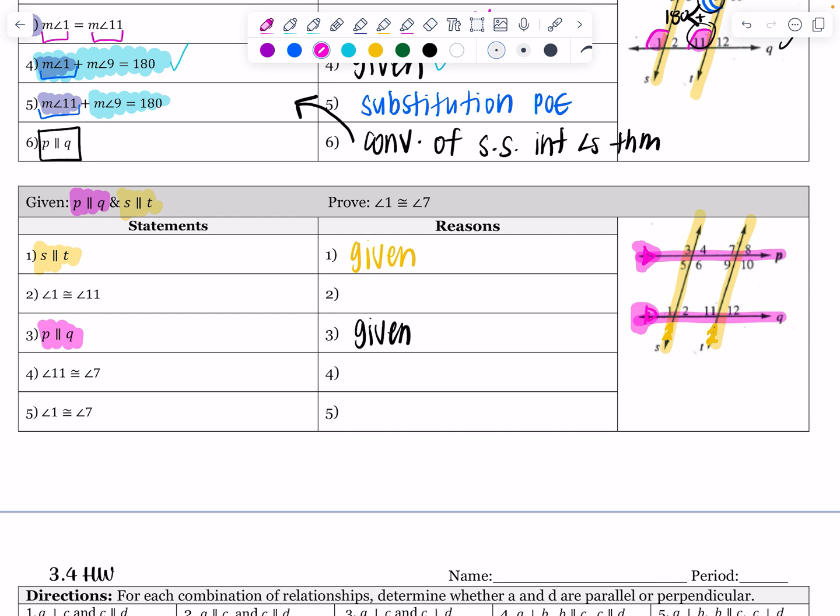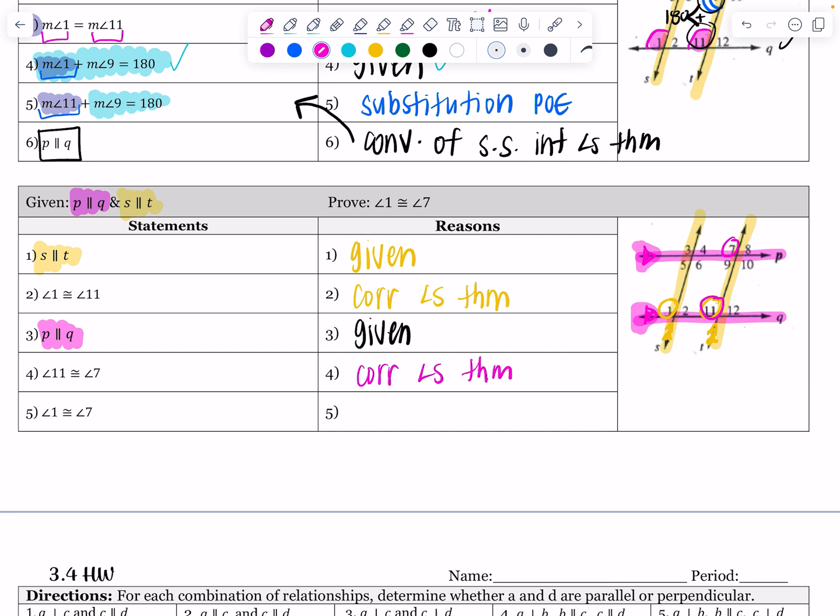Okay, and so why, if the yellows, S and T, are parallel, why are 1 and 11 congruent? Well, what kind of angles are those on the yellow lines? Those are going to be corresponding angles. So that's our corresponding angles theorem. Okay, 1 and 11 are congruent. And then it tells us P is parallel to Q, and that 11 is congruent to 7. So let's go find those on the pink lines. Here's 11. That's also congruent to 7. Well, what are those on the pink lines? That's also the corresponding angles theorem.